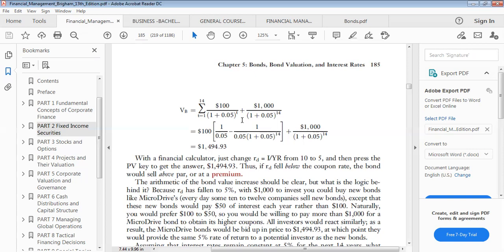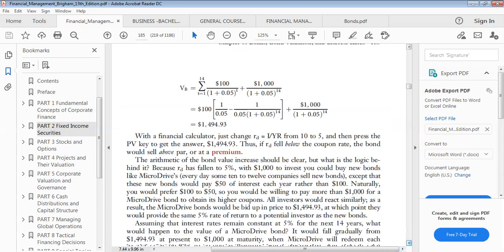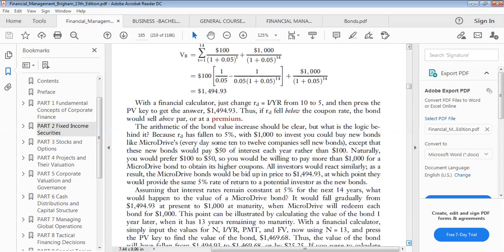All right, so let's continue. Now the arithmetic of the bond value increase should be clear. But what's the logic behind it? Because rd has fallen to 5%, with $1,000 to invest you could buy new bonds like Microdrive, except that these new bonds would pay $50 of interest each year rather than $100. Naturally, you prefer $100 to $50.